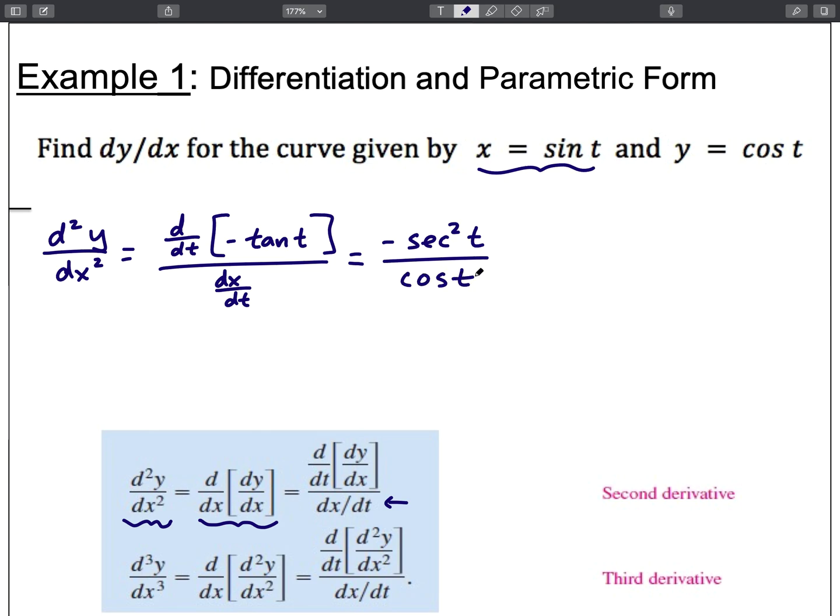Now that would be okay as a final answer, but I think we can go a little bit further. So maybe we can say something about this negative secant squared. What's another way to say secant squared? Remember, secant is the same thing as 1 over cosine. So secant squared would be the same thing as 1 over cosine squared. So if I just wanted to write negative secant squared of t, I could write negative 1. It's a negative because that's a negative secant squared, and it'll be all over cosine squared of t.